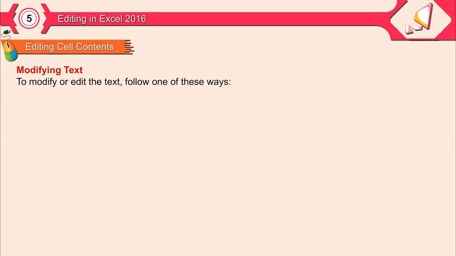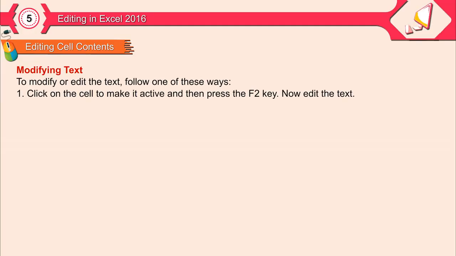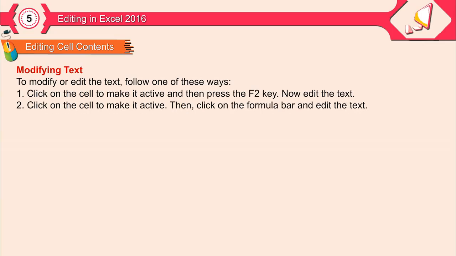Modifying text. To modify or edit the text, follow one of these ways. Click on the cell to make it active and then press the F2 key. Now edit the text. Or click on the cell to make it active, then click on the formula bar and edit the text. Or double-click on the cell, and the cursor appears in the cell. Edit the text.